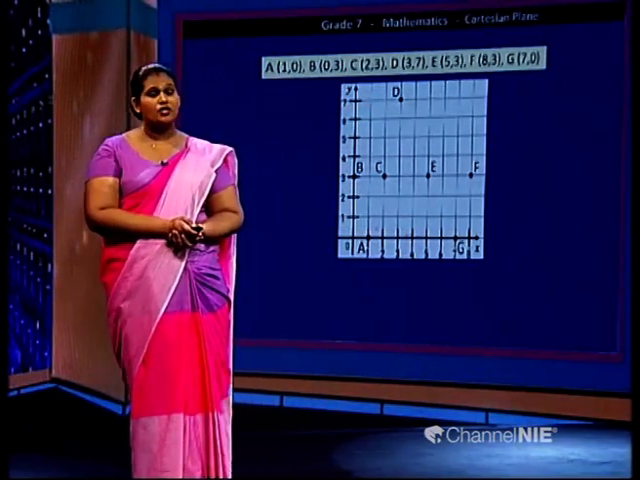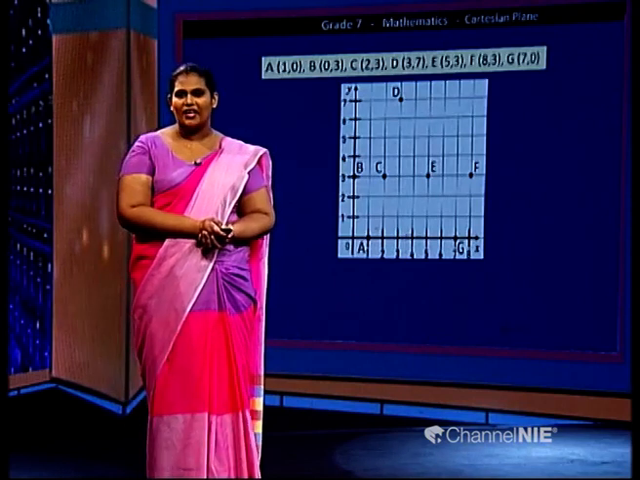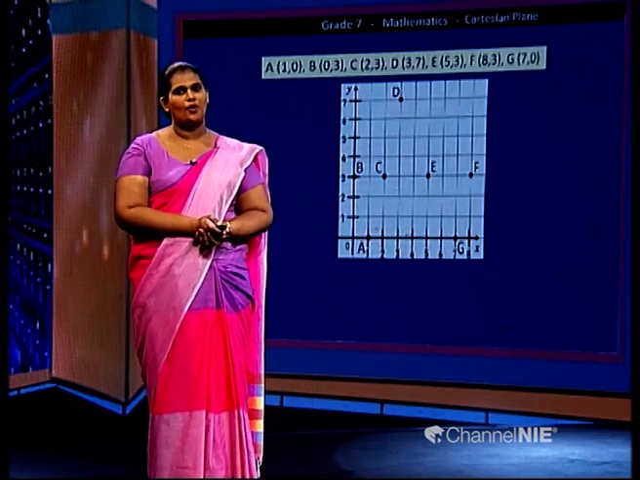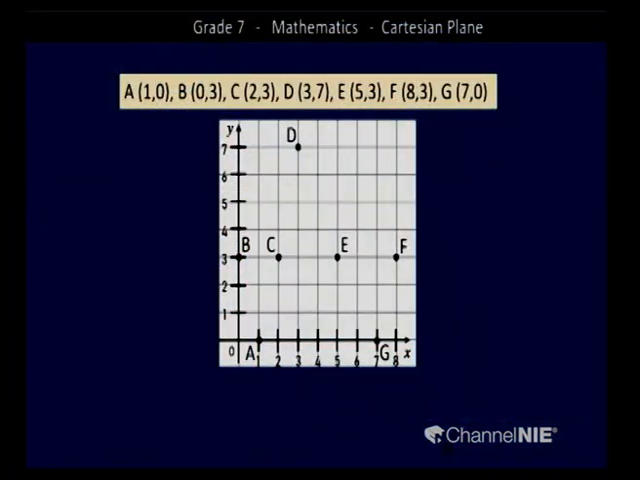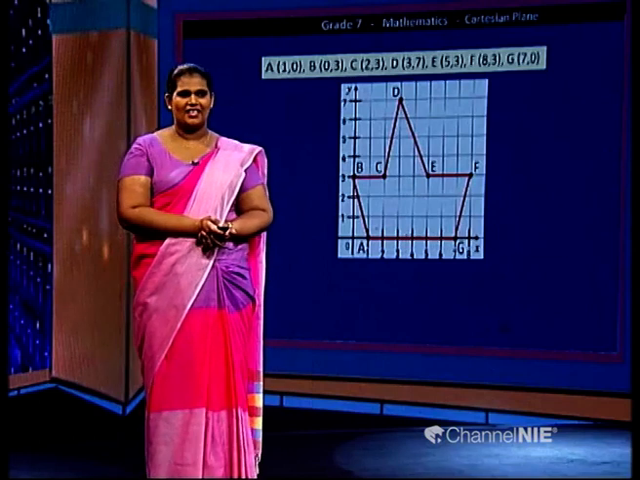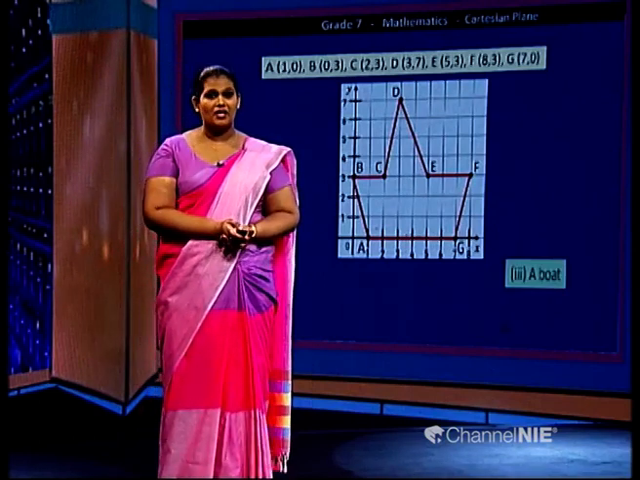Then they have asked you to join all these points and suggest a name for the shape you are going to obtain. So, I am going to join AB, BC, CD, DE, EF, FG and at last GA. So, what is the shape that you can see here? For me, it is like a boat. Is it different for you? We will see. So, I have named it as a boat.